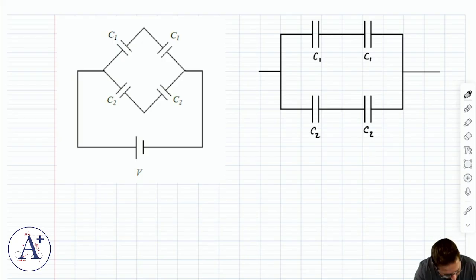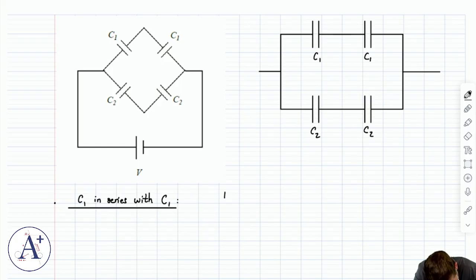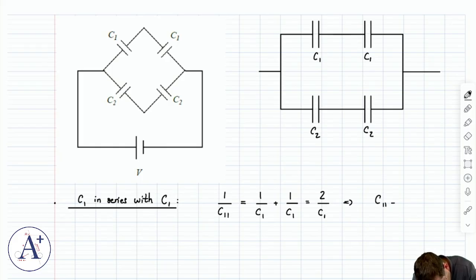capacitor. Okay? So I'm going to get something different, in other words, than what I got with configuration A, but I kind of expected that. So C1 is in series with C1. Okay, so the equivalent capacitor, let's call it C11, is going to satisfy 1 over C11 is 1 over C1 plus 1 over C1, which is 2 over C1, and we don't forget to flip this. We get C11 is C1 over 2.